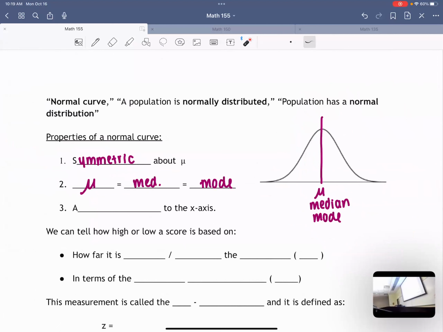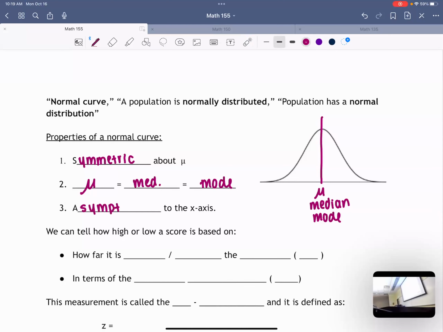Does anyone know what that's called? Starts with an A. Michael, you should know what it is. When something gets really close to something but doesn't touch it. Approach. Okay, it is approach, but there's more. It's an asymptote, right? You knew that. I knew you knew that, Michael. Okay, asymptote.